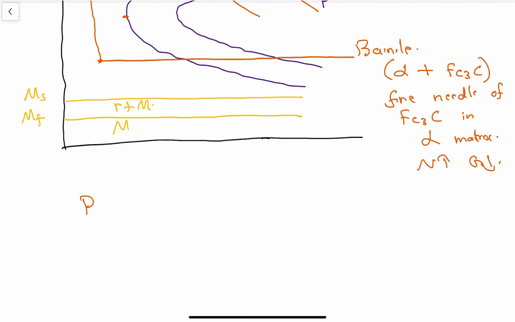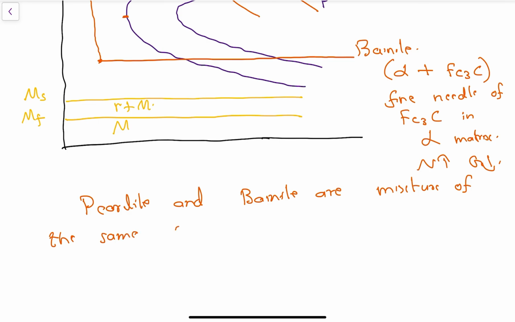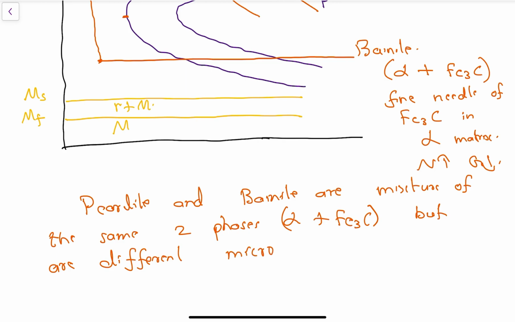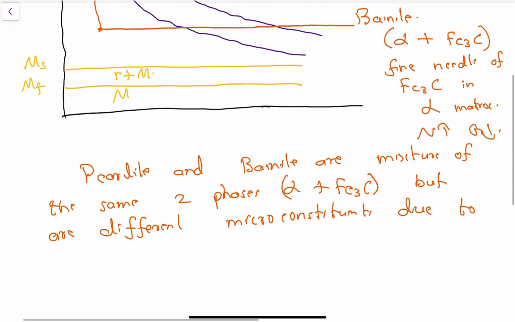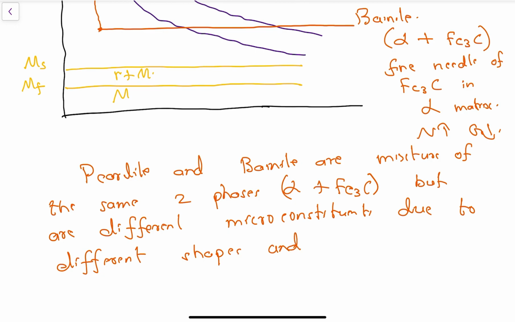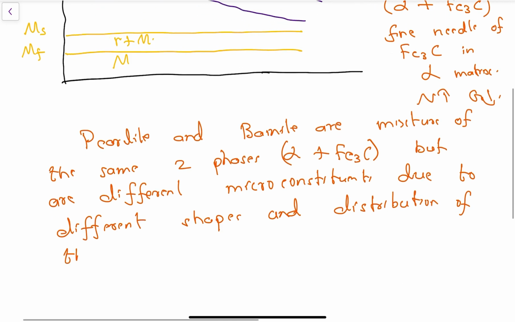So you need to know that pearlite and bainite are a mixture of the same two phases, that is alpha and Fe3C, but are different micro constituents due to different shapes and distribution of these phases. So that is the difference.